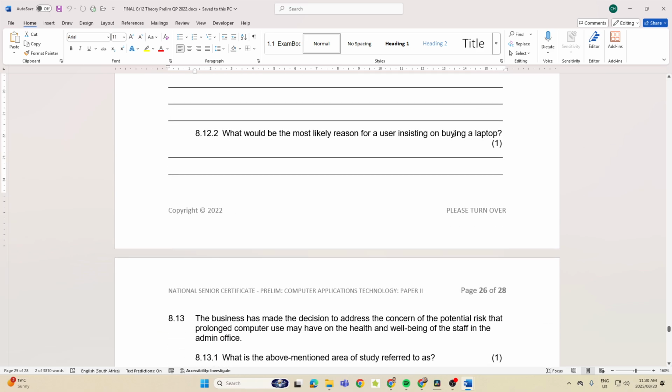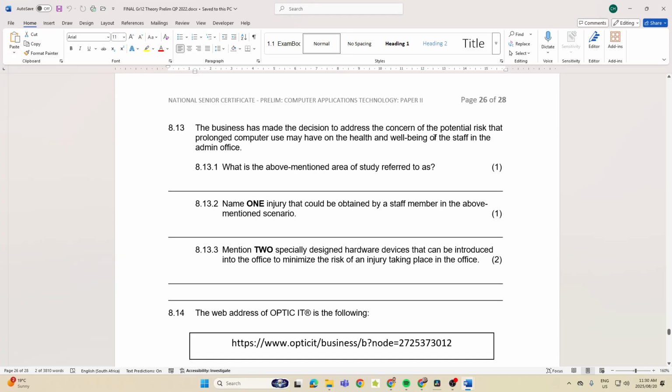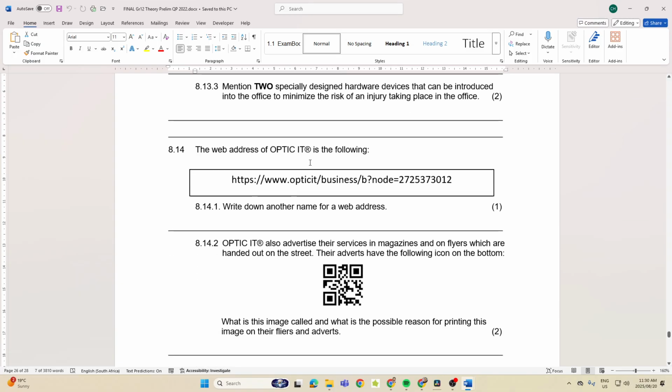Okay, reasons for buying a laptop over a desktop. Then health and well-being. So things like RSI, ergonomics, those types of things come up here as well. Can you see how all these different topics are now coming into one scenario? Another name for a web address that comes up, which is your URL, your Uniform Resource Locator.